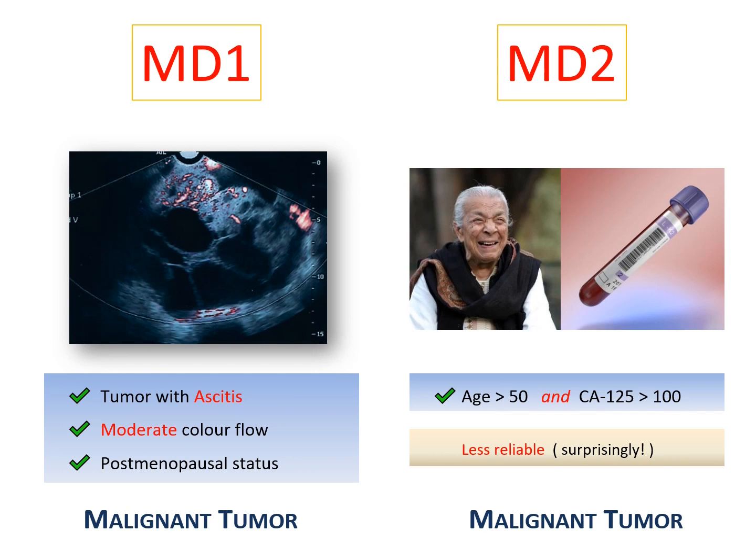Now, when you talk about malignant descriptors, there are 2 malignant descriptors, MD1 and MD2. MD1 is when a tumor has ascites, it has got moderate color flow in a postmenopausal woman, and you would label this tumor as malignant. Of course, it's very difficult to reach a specific histopathological diagnosis for malignant tumors on ultrasound alone. MD2 is not really an ultrasound diagnosis, but what it says is that when the age of the patient is more than 50 and CA125 is more than 100, it is most likely a malignant tumor irrespective of ultrasound findings.